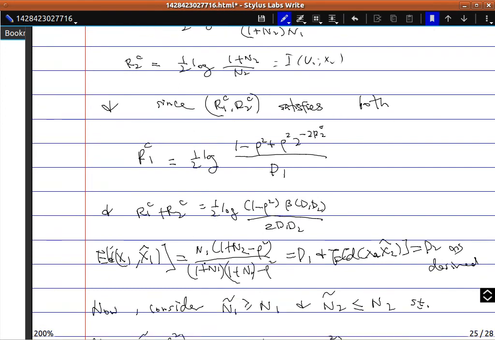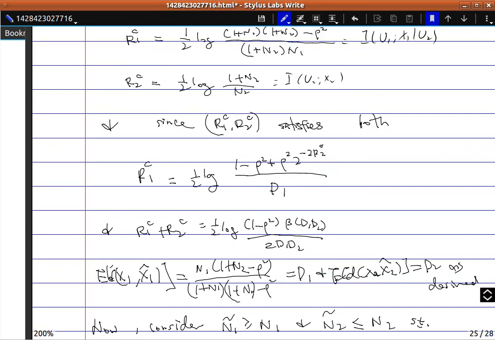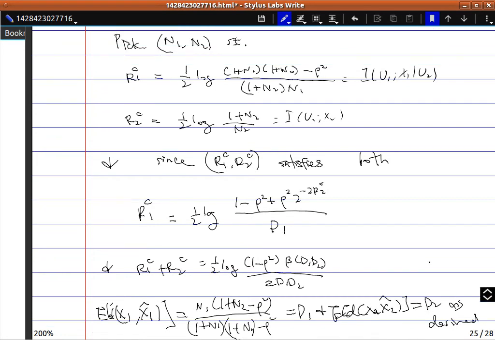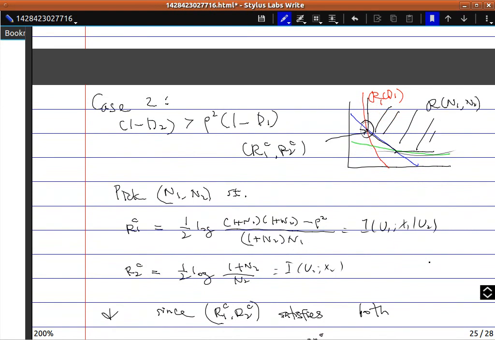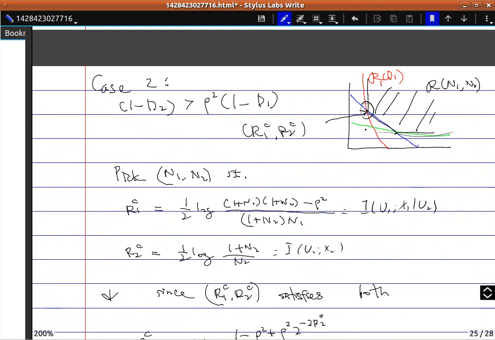And from that, and also quite a lot of tedious algebra, you can show that the distortion for x1 that's given by this one is equal to D1, and also the distortion for x2 is equal to D2, as what we want. So therefore, picking this M1 and N2, this point can be satisfied.